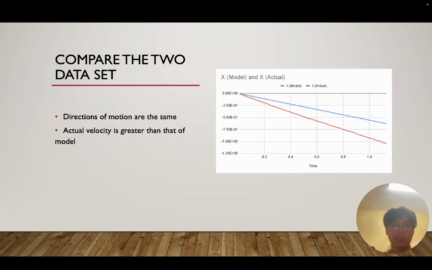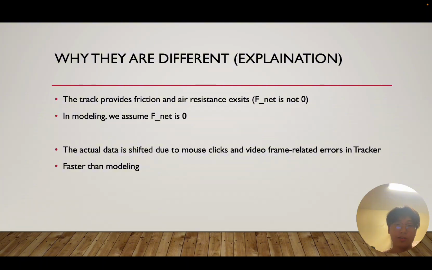So we compared these two datasets and found that the directions of motion are the same, but the actual velocity is greater than that of the modeling. So why are there differences? There are some explanations. First, the track provides friction and air resistance, so the F-net is not 0, but in modeling, we assume that F-net is 0. Secondly, the actual data is shifted due to mouse clicks and video frame related errors in Tracker. So we might click the mouse too fast, and then the car appears to be moving too fast, so it's actually faster than the modeling.